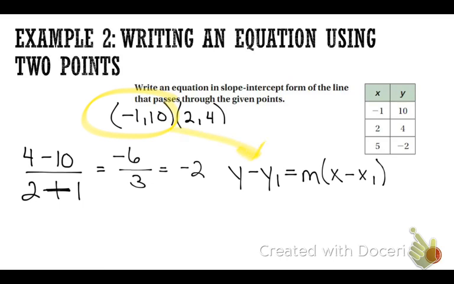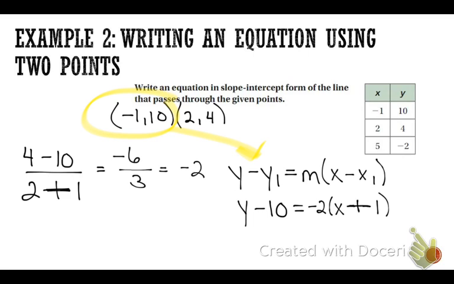All right? So here we go. y minus, what's my y1 value from that ordered pair? 10 equals m, which I just solved for. What was my m? Negative 2. So guys, you have to do slope first. You have to solve for slope first so you know what to plug in. Negative 2 times x, and then what's your x1? Minus negative 1. All right, what happens to your double negative? Okay, make sure you do that first.